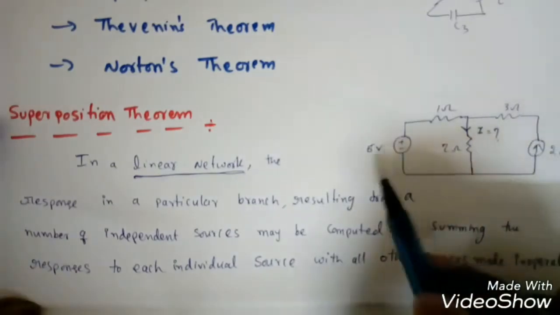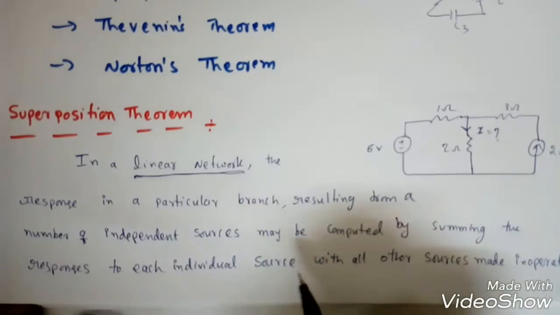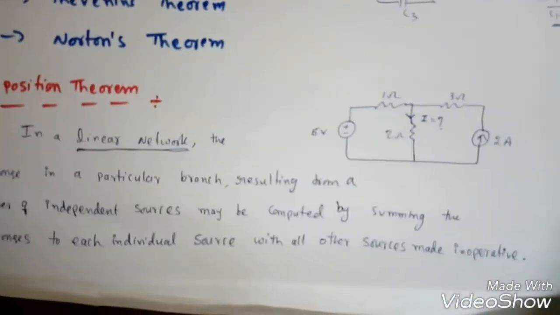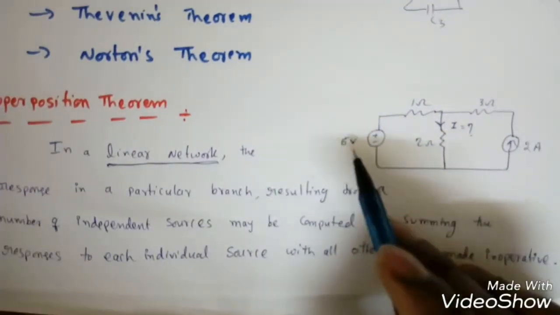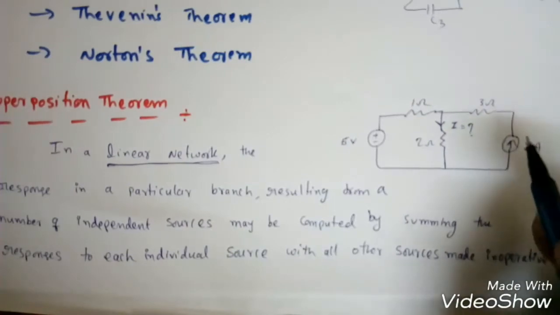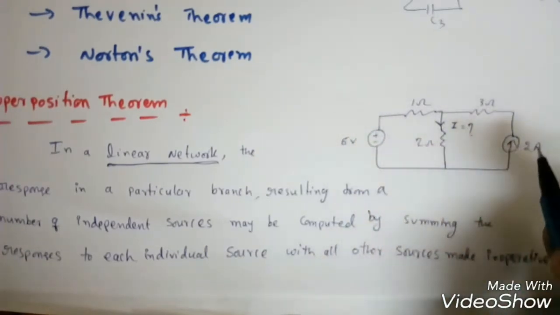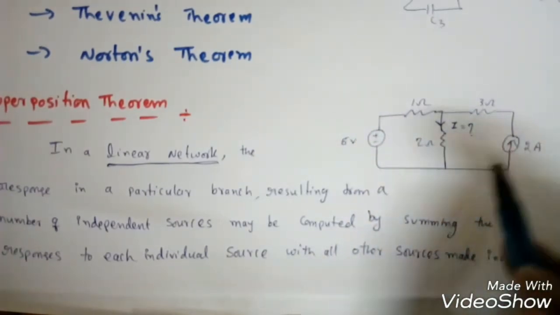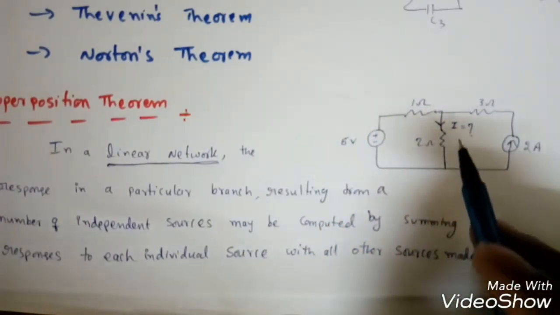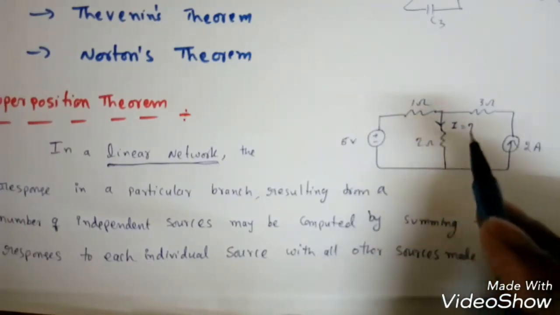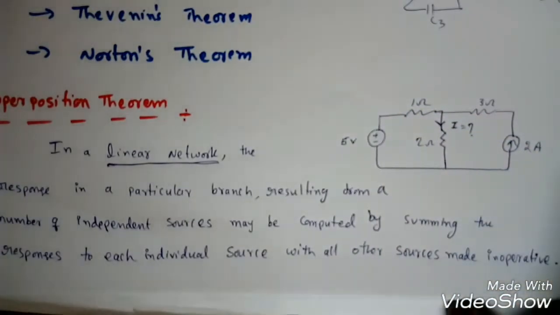We are having two independent sources; the response may be computed by summing the responses to each individual source with all other sources made inoperative. That means at a time I will make one source operative and the other source inoperative. This is the current, so I will make it 0. When this is operating, this is made inoperative. If this is operating, I will make this inoperative. Then I will find two individual responses, I1 and I2. Then finally we add those responses and we get the overall response. So that is the superposition principle.